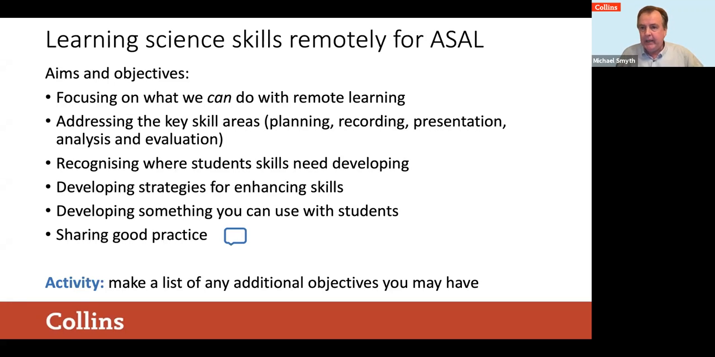Anytime you see that little speech icon, that's an invitation for you to use the chat box facility that Charlene was telling you about. Okay, so what I'd like you to do now, just for yourself, you don't need to share this, is make a list of any additional objectives that you might have. We call them personal objectives. I'll just give you a few seconds to do that. Personal objectives are things that you are expecting to achieve today that are not already on that list. You don't need to share those. We'll come back and revisit them at the end.